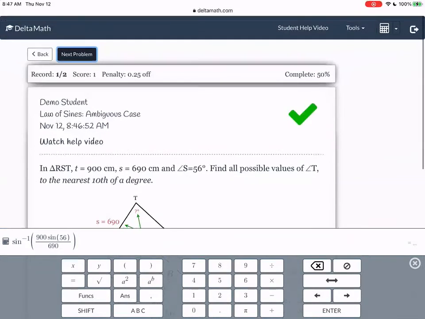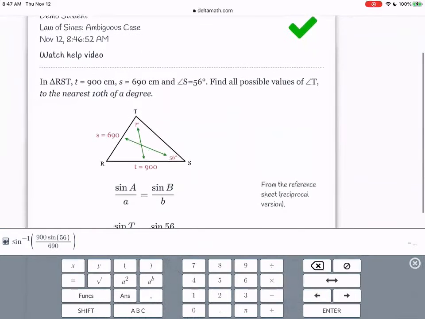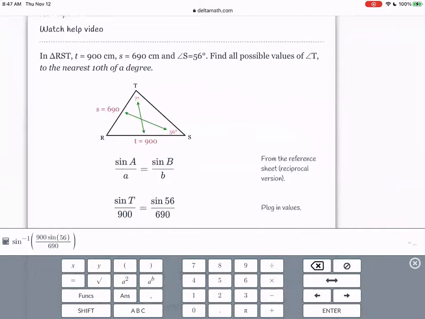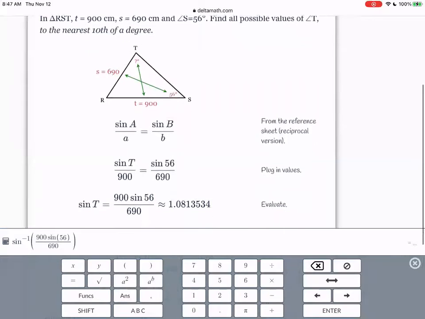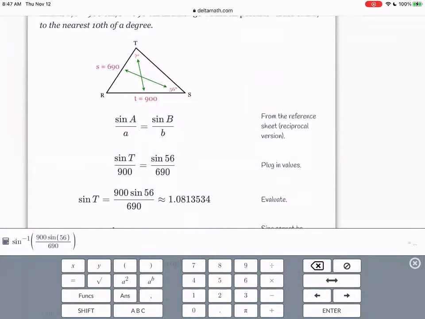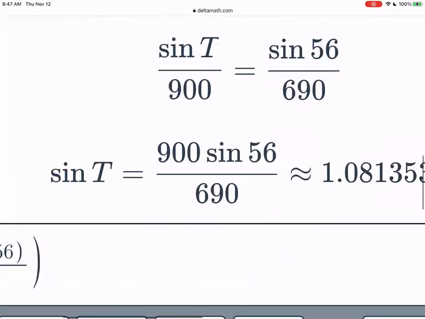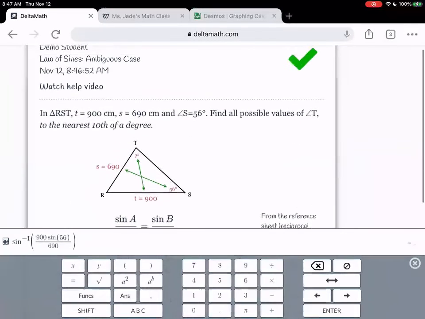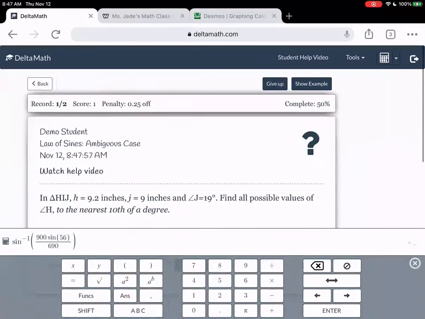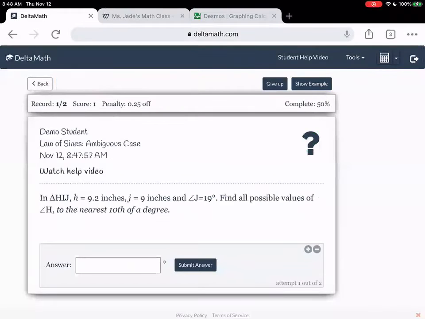Okay, so like I said, I was confused and we would look at the solution together. So let's just take a look. Apparently we were right that there was no solution because of the error. I just didn't think they would have a question like that here. So they drew a picture and they labeled the sides. They set up the proportions the same way we did with the sines. And then sine of T is equal to 900 sine 56 over 690. You can see that right here. It's the same proportion we had. And then they typed it in and they got an error, which means no possible triangles. So I guess that was the solution. There were no possible triangles for this one. I didn't expect that, but there you go. So let's do another one that actually has something that we can type in.